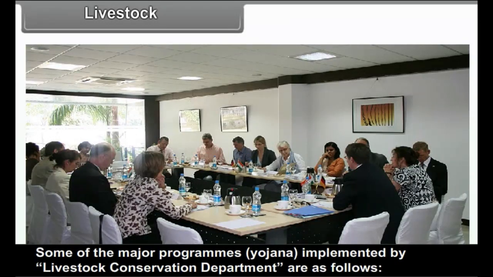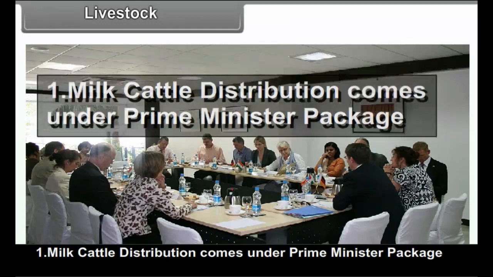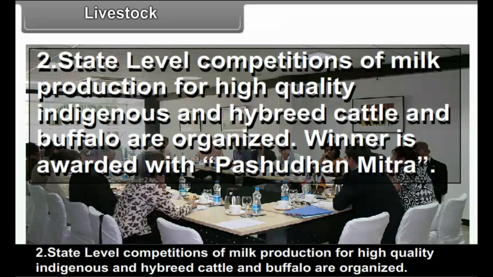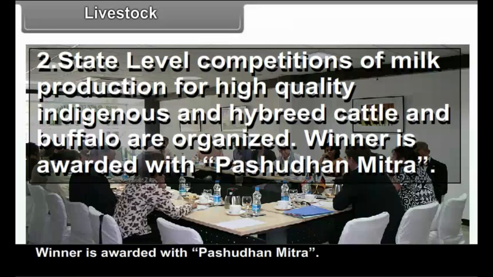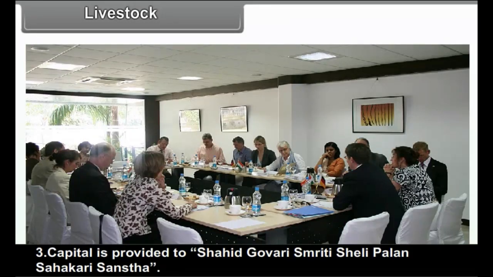Some of the major programs, yojana, implemented by the Livestock Conservation Department are as follows. Number 1. Milk cattle distribution comes under the Prime Minister package. Number 2. State-level competitions of milk production for high-quality, indigenous and hybrid cattle and buffalo are organized. The winner is awarded Pashu Dhan Mitra. Number 3. Capital is provided to Shahid Gowari Smriti Sheli Palan Sahakari Sanstha.